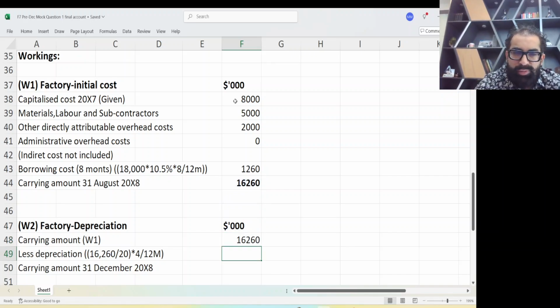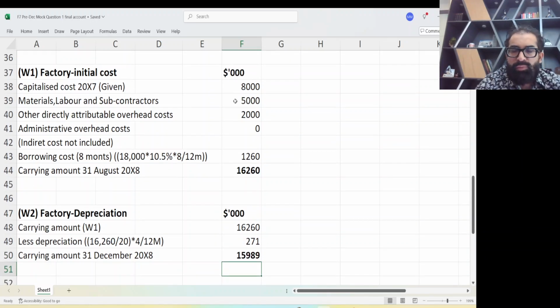And now let's calculate the depreciation. The depreciation is 16260 divided by 20 multiplied by 4 upon 12, 271. Okay. So now what will be the carrying amount? It should be this less this. Okay, 15989. Out of whatever you are seeing on the screen, what things will hit the profit? 271 is your depreciation. It should definitely hit the profit. It will reduce the profit.